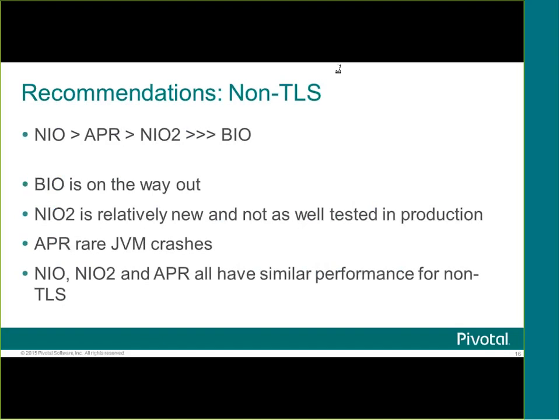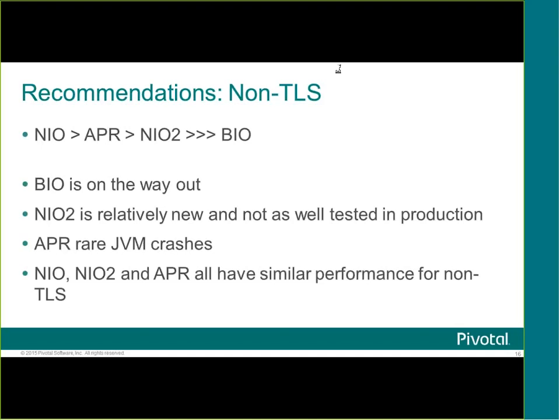I give NIO the slight edge over APR because the non-TLS connections, their performances are all very, very similar. You can probably construct a benchmark that will demonstrate that each of them is faster than the other. It depends very much on exactly how big the data is, how often you flush, how many threads you use, lots of variables. They're pretty much, as near as makes a difference, the same. So NIO is that little bit newer. It's not as well tested, so prefer the others. APR, there is that slight risk of a JVM crash.